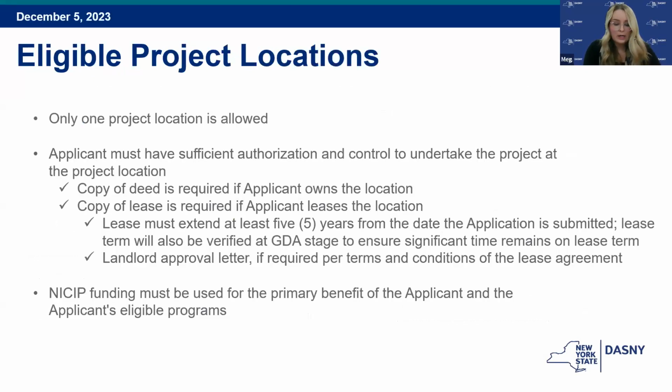Only one project location per application is allowed. One application can cover a single purpose or multi-purpose project at a single site, but not a single purpose project at multiple sites. For example, an applicant can submit one application to fix multiple infrastructure issues at a single site. For example, replace all windows, install a new roof, create accessible entryways at a single address.